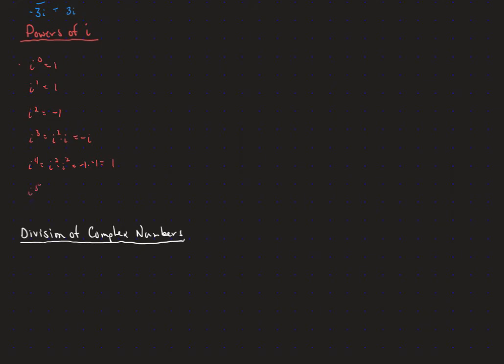And then it's going to just keep cycling, because i to the fifth is i to the fourth times i. i to the fourth we just said was 1. 1 times anything is the anything, so we're right back to i. And similarly, i to the sixth we would think of as i to the fourth times i squared. i to the fourth is 1. i squared is negative 1.